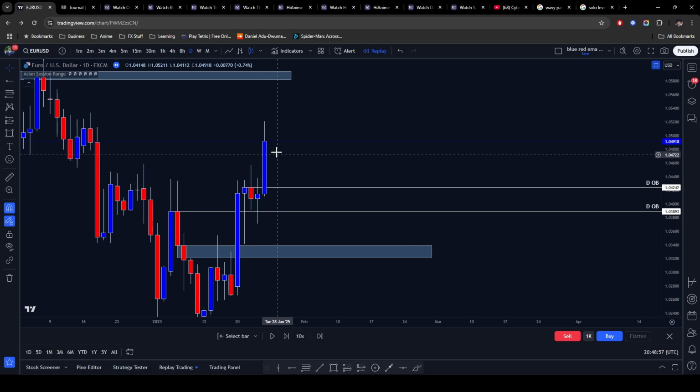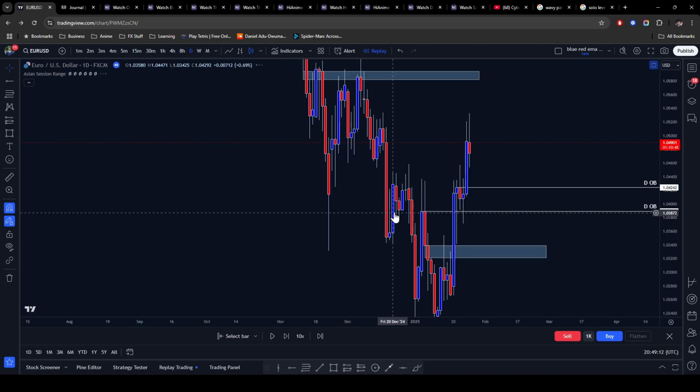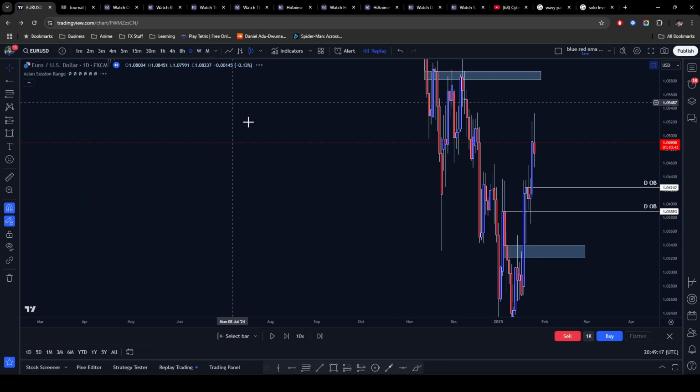So I've gone into replay and deleted today's candle and I'm looking at the previous day's candle. Sorry, Friday's candle, which finished extremely bearish. So I had a bullish bias for only taking buys today. All right, it's put the whole daily candle back there.